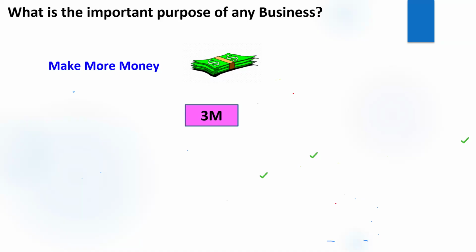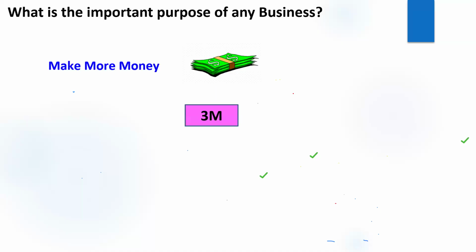Or normally I can say, instead of 3M, you can say 4M. What is 4M? Make more and more money. So either you can say make more money or you can say make more and more money, because that is one of the important purposes. I'm not saying the only purpose, but one of the important purposes of any business. Agreed? Yes or no? Make more money.